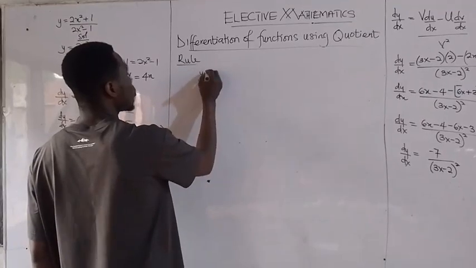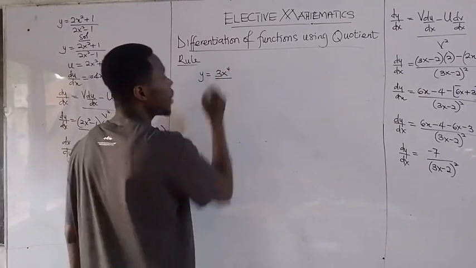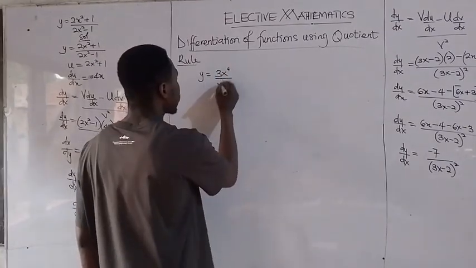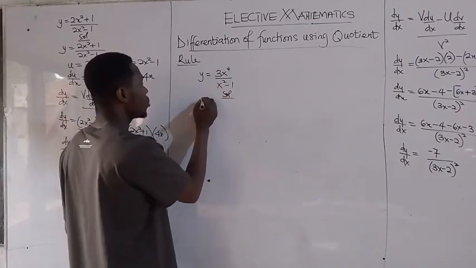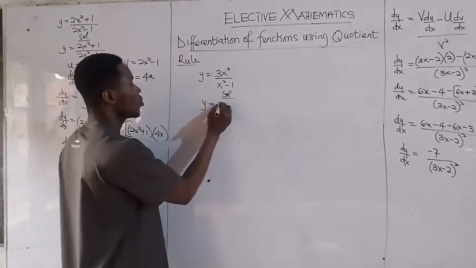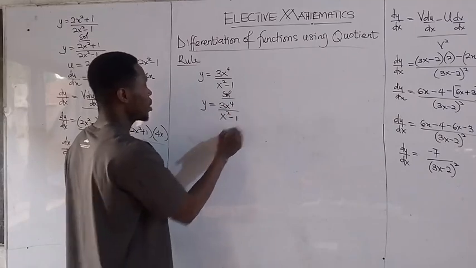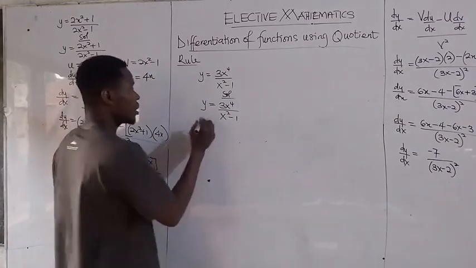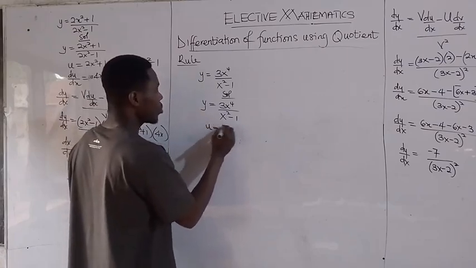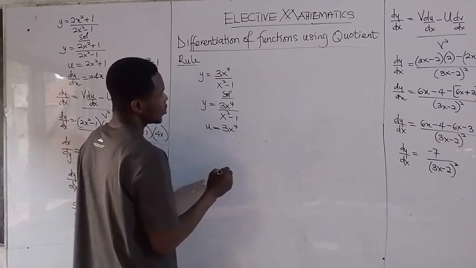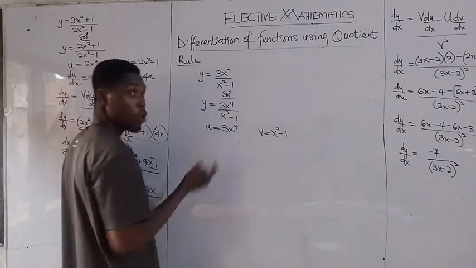So the next question is y is equal to 3x to the 4th power over x squared minus 1. Solution. So we still have to repeat the question. Y is equal to 3x to the 4th power over x squared minus 1. So you know already that we let the numerator be u. So our u is equal to 3x to the 4th power, and our v is equal to x squared minus 1. So what do we do from here?